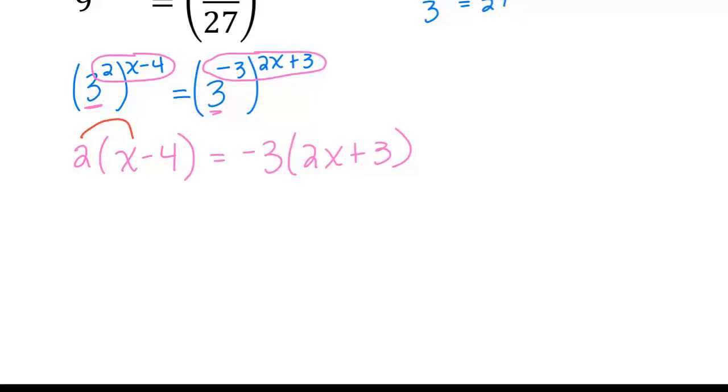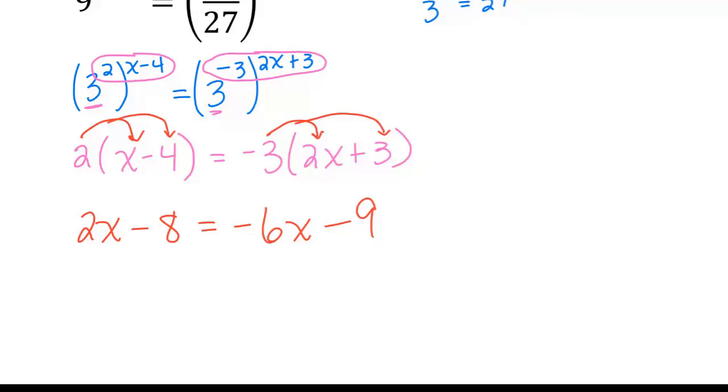So take the 2 times x is 2x. 2 times negative 4 is negative 8. And then negative 3 times 2x is negative 6x. And negative 3 times 3 is negative 9. And then we need to solve for x. I have x's on both sides and I have numbers on both sides. So you want to get the x's on one side, the numbers on the other.